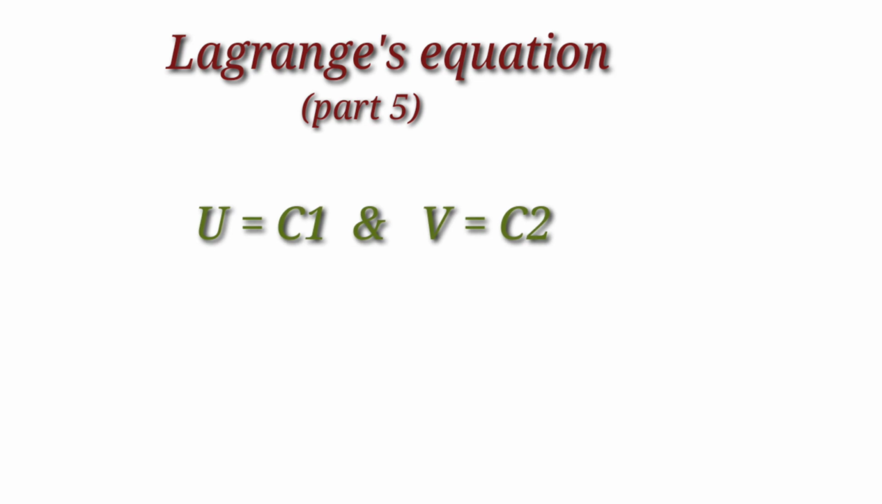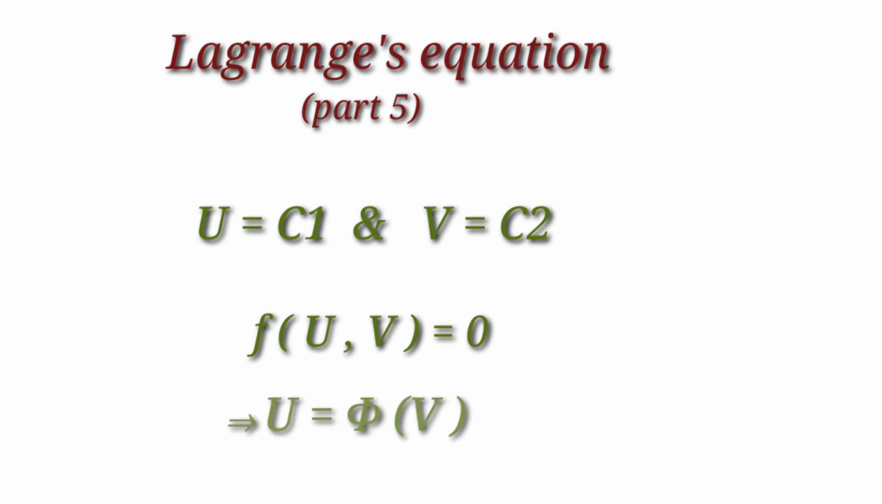If u equal to c1 and v equal to c2 are two solutions of the auxiliary equation, then f of u, v equal to 0 is a solution of the Lagrange's equation. Also remember, f of u, v equal to 0 can also be expressed as u equal to phi of v. Let me start.